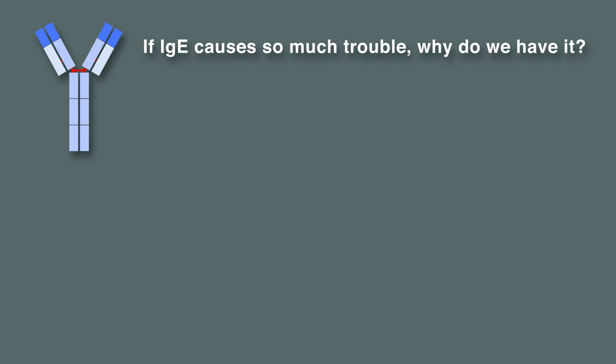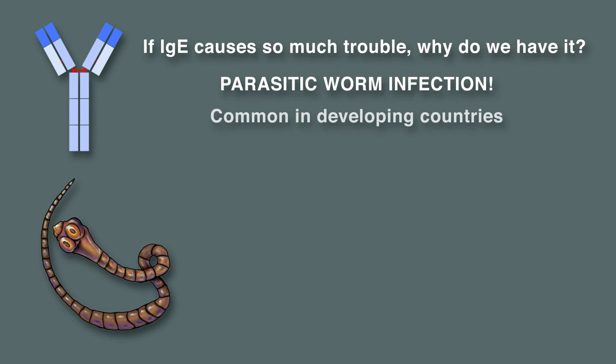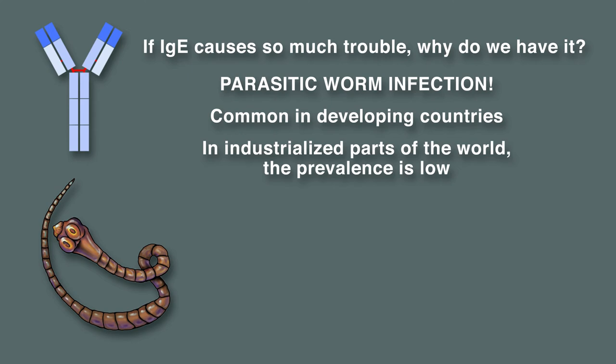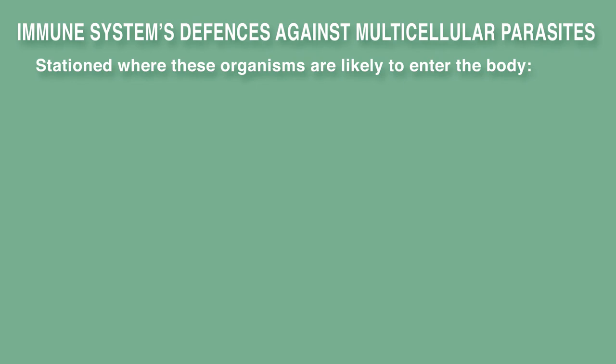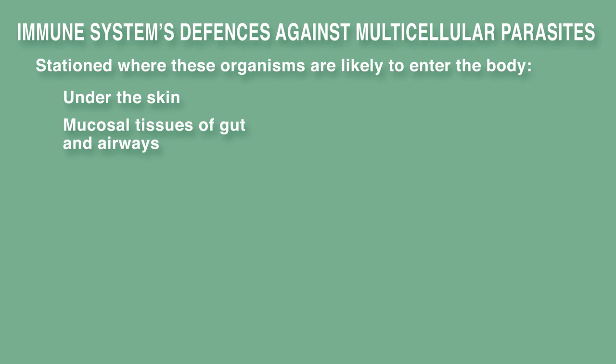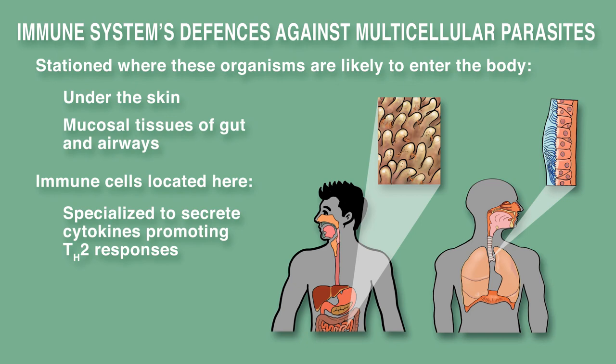So if IgE causes so much trouble, why do we have it? IgE evolved primarily to help with adaptive immunity against parasitic worm infections, which are common in developing countries. In industrialized parts of the world, however, the prevalence of these parasitic worms is low, and so IgE mostly causes trouble with allergies. The immune system's defenses against multicellular parasites are, as you'd expect, stationed where these organisms are likely to enter the body. Hence, these defenses are located under the skin and in the mucosal tissues of the gut and airways. The immune cells located in these regions are specialized to secrete cytokines promoting Th2 responses.